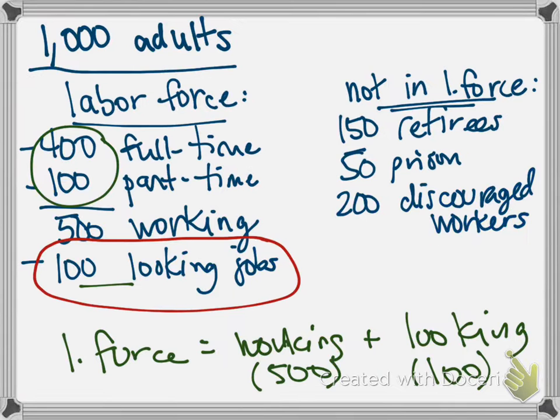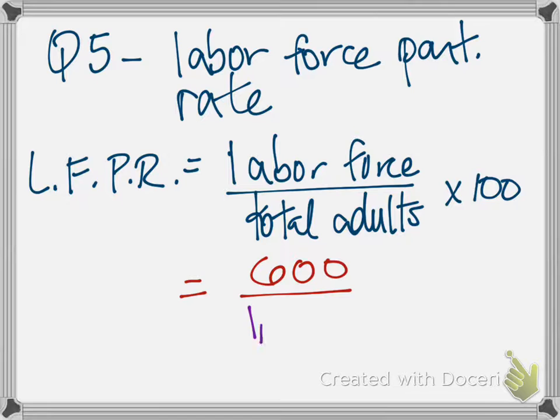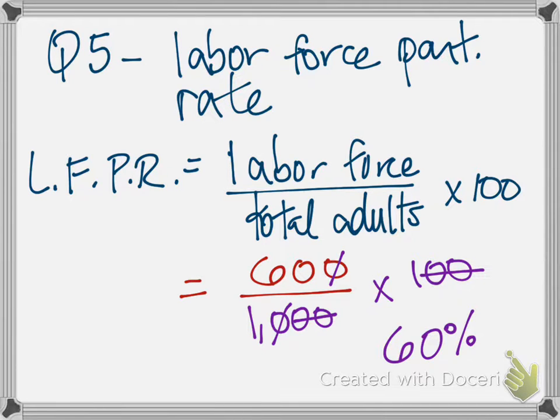And then let's go back a couple of screens. Total adults. The total adults was the first thing the problem told us, that we had 1,000 total adults. So we have 1,000 total adults, multiplying again by 100. We could cancel 2 zeros here and 2 zeros there. We still have another 0 on the bottom, so let's get rid of that. 60 times 1 is 60, and 60 divided by 1 is still just 60. So our answer for our labor force participation rate is 60%.